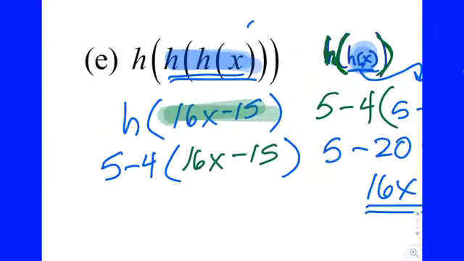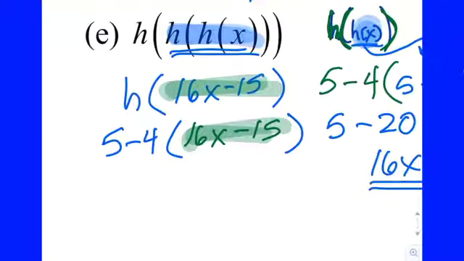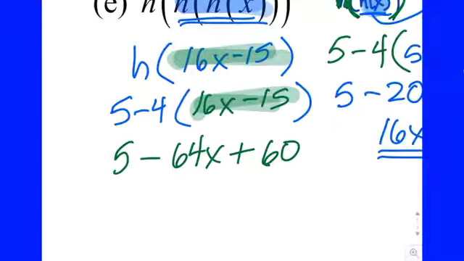So there's the highlighted correspondence, okay? And so one last time we distribute, we get 5 minus, that's 64x. And don't forget, when you distribute a negative, you change the sign. That's a common mistake, plus 60. So in descending order, that's now negative 64x, and then plus 65.